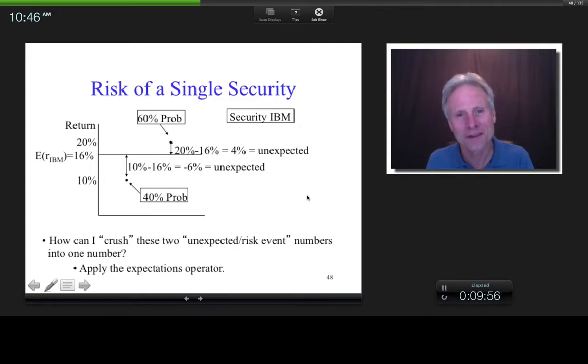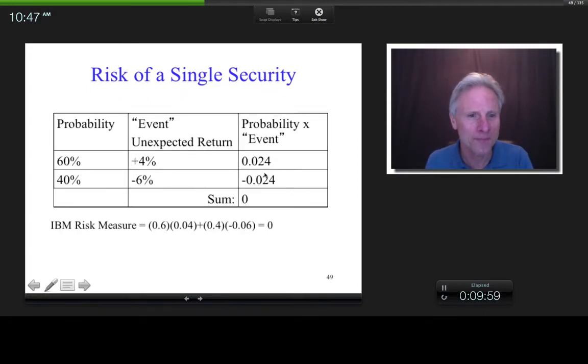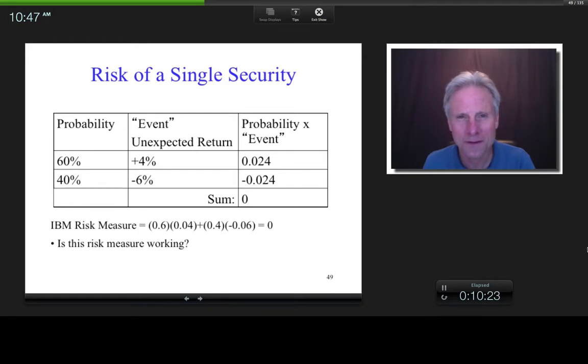I could, right? So if we look at it right here, now my event is unexpected return, because we said that risk is about the unexpected. So I have my plus 4 and my minus 6. If I apply the expectations operator, I multiply them and add them up over the range, and I get an answer of 0. Well, is this risk measure working? Did IBM have 0 risk? It didn't, right? I mean, IBM certainly had risk, so there's something going wrong here. What's going wrong? Why is this not working?